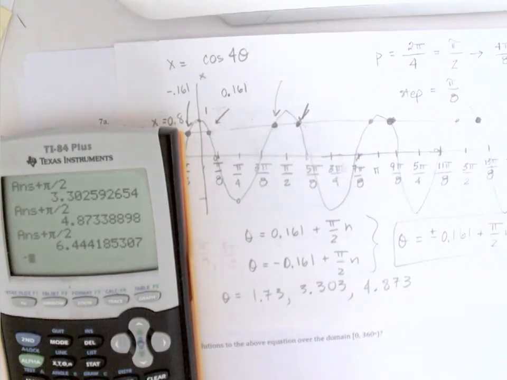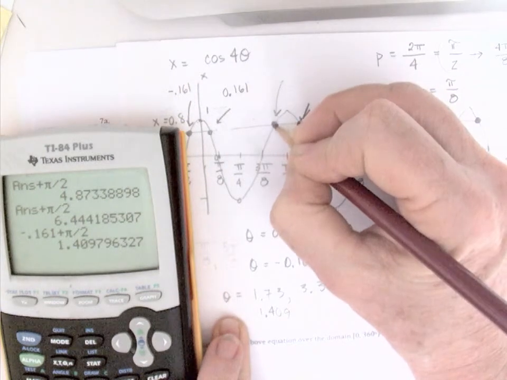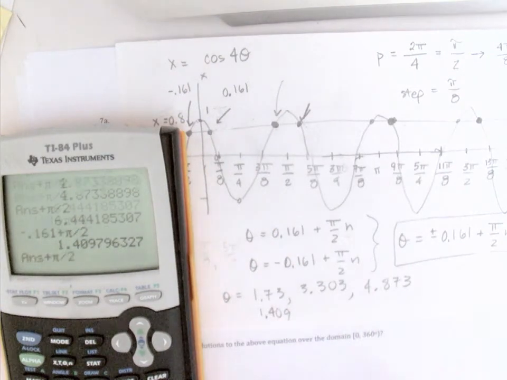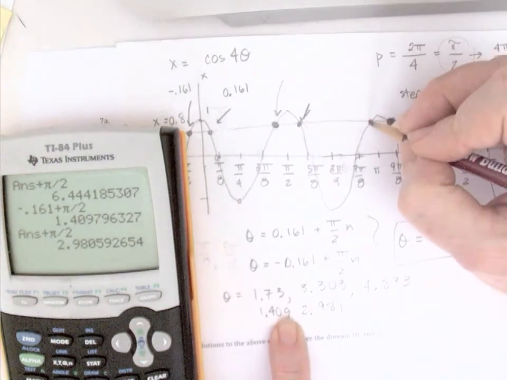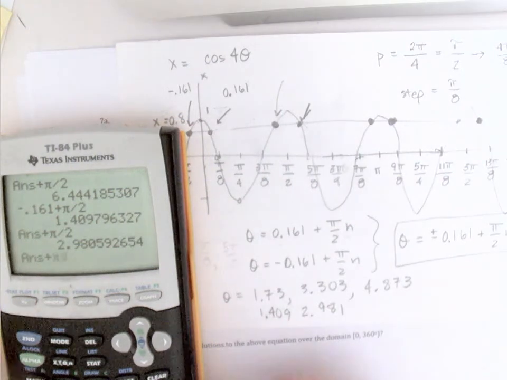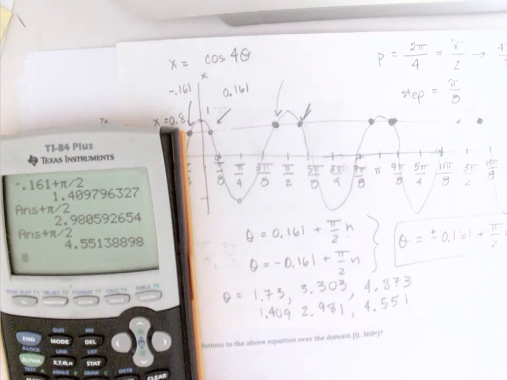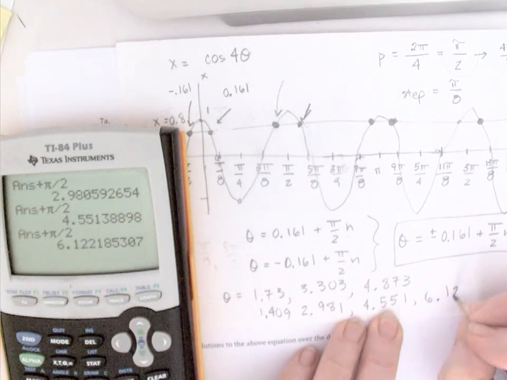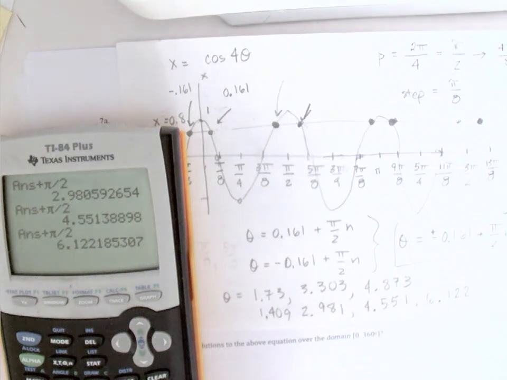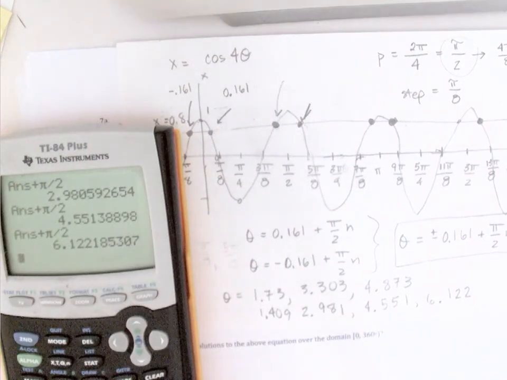Let's look at the other one. I can't use negative 0.161, but I can add pi over 2, which gives me 1.409, which is this point right there. I'm going to add another pi over 2, which gives me 2.981, which is this point. I'm going to add another pi over 2, which gives me 4.551, and if I add another pi over 2, that gives me 6.122, which is still less than 6.28. I think I'm missing something. Nope, that's my last one.